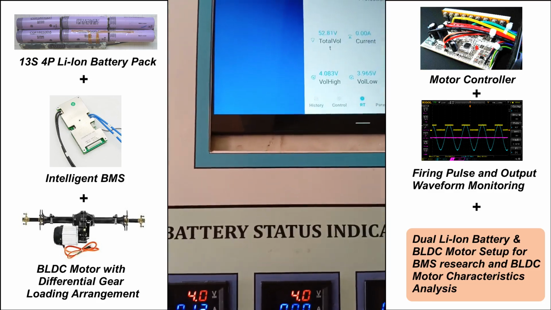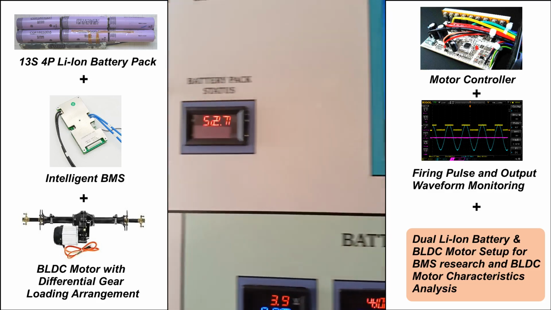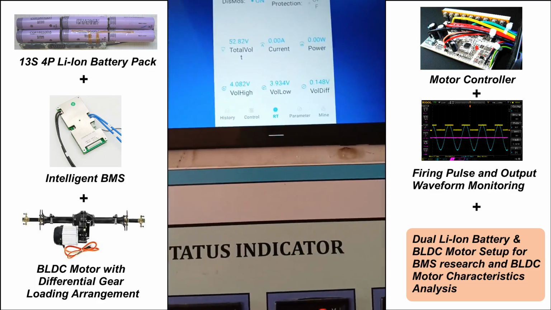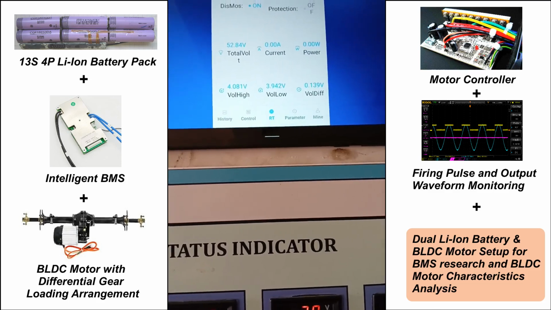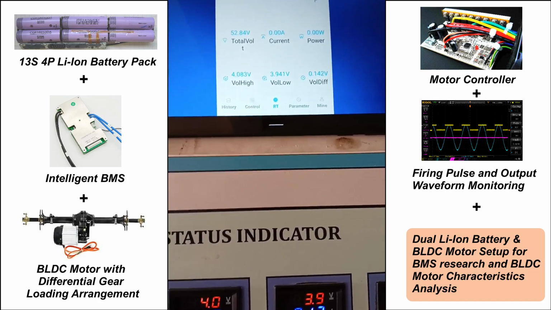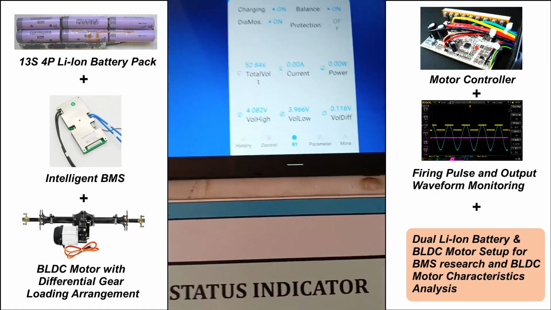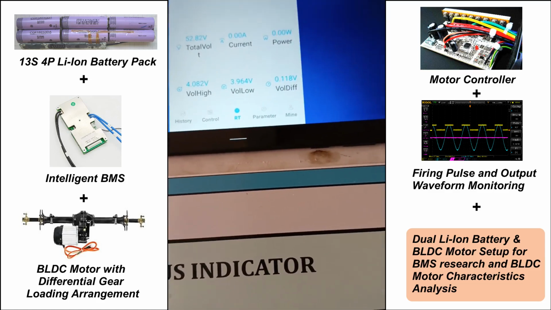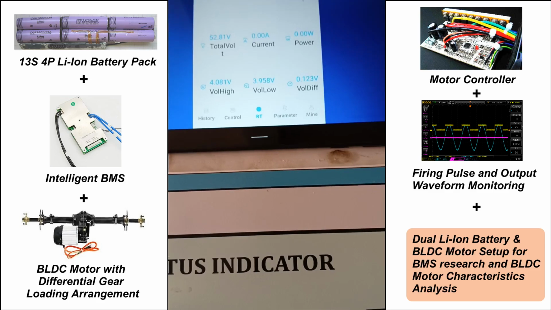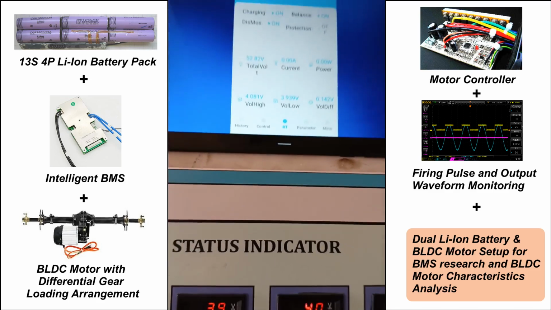The current battery pack voltage is 52.82 volts. In the indicator, it's showing physically as 52.7, so almost similar. This is what we are getting from the BMS. The maximum high cell voltage is 4.082 and the maximum low voltage is 3.9, as you can see from the indicators. So they are almost balanced. The voltage difference is around 118 millivolt. Since we have not activated the motor, no power is being consumed.